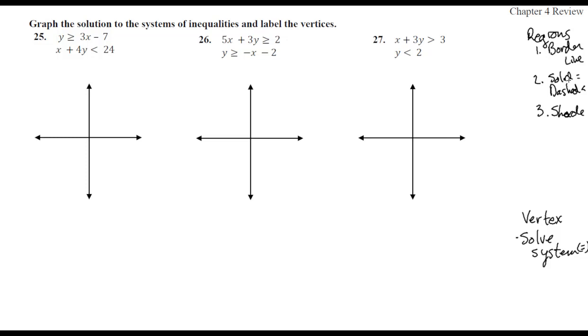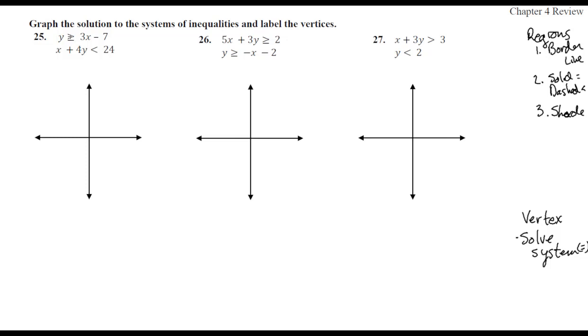Then we note that it's either solid if it has an equal sign like that guy does, and it's dashed if it's like that one. And then we shade the correct side. Then the second part of that we will have solving the systems, we are intersecting the two lines. So let's get to it.